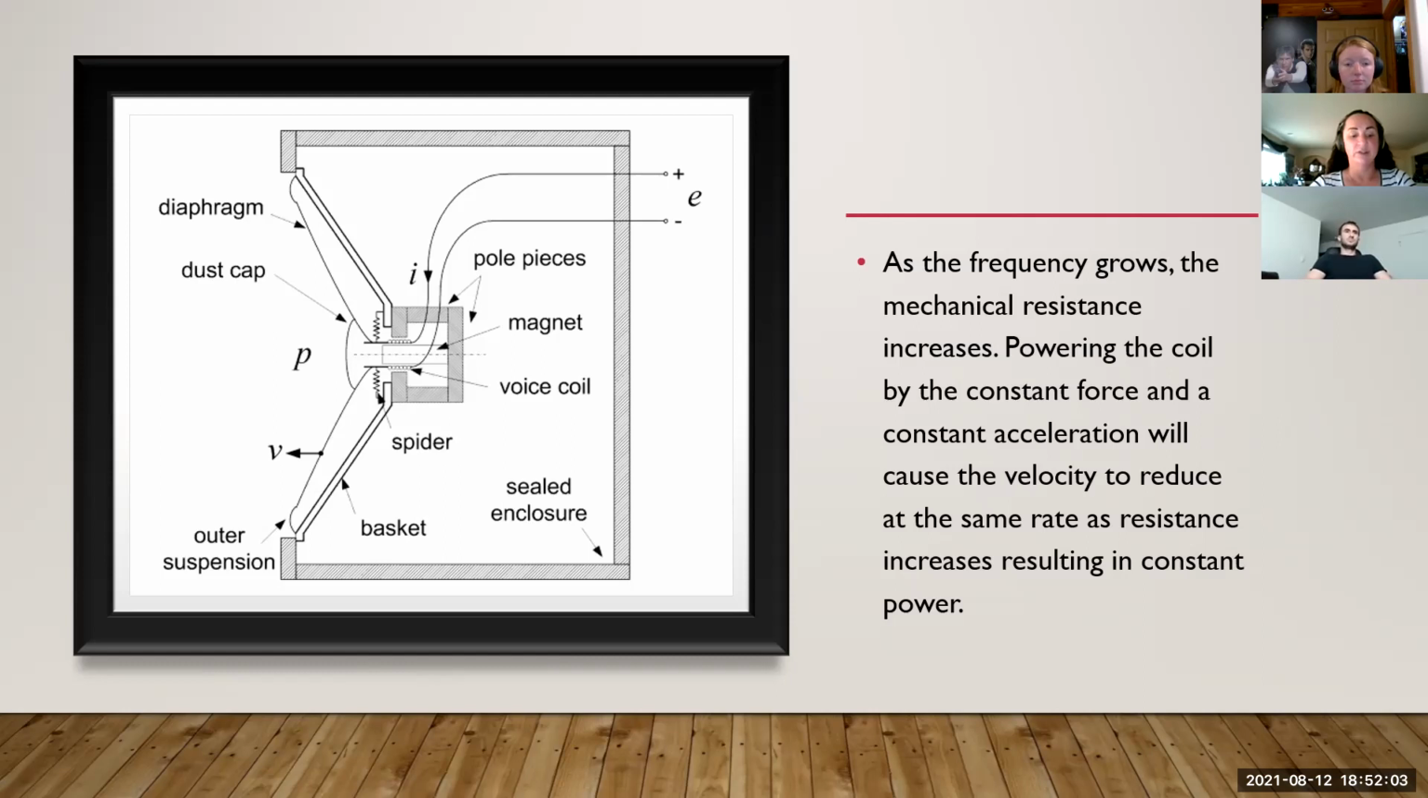The stiffness of the surround, along with the moving mass, determines the resonance frequency of the loudspeaker cone. It is a single degree of freedom model of the loudspeaker.